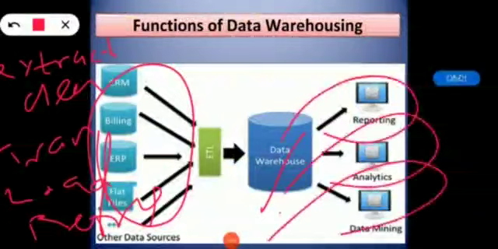Then in the query management process, it performs managing the queries, it helps to speed up the execution time of queries, directs the queries to the most effective data sources, ensures the system sources, and monitors the actual query profiles. So these all things are done when we are talking about functions of data warehouse tools and utilities.